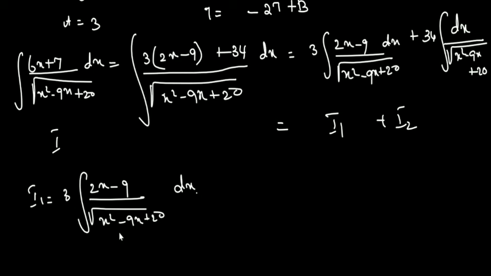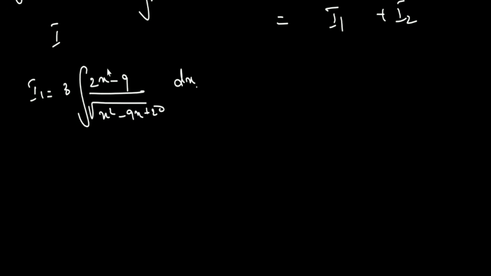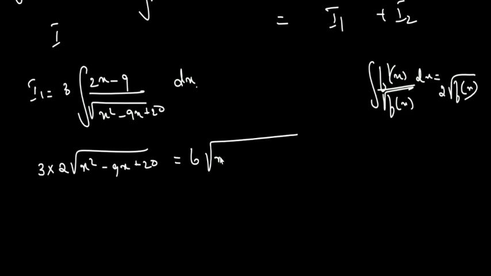For this we can use the substitution method, put the denominator as t and then do it, or if you know the formula, you can write it straight away. That is 3 into, using this formula, f dash of x by root of f of x is equal to 2 times root of f of x, 2 times the denominator. So 3 is already there, 2 times the denominator, x square minus 9x plus 20. That is equal to 6 into root of x square minus 9x plus 20.